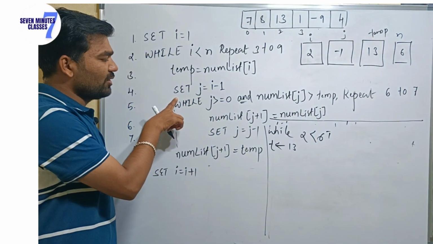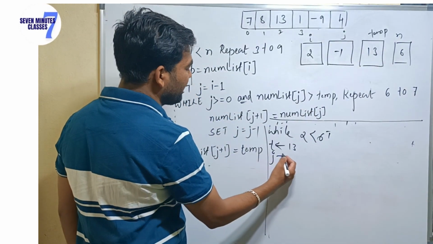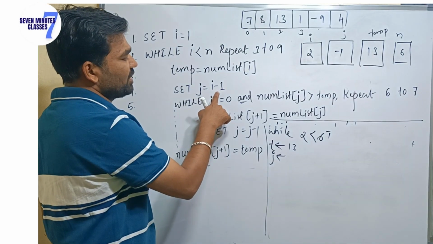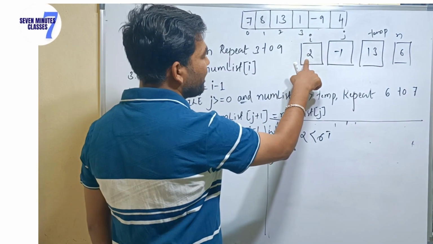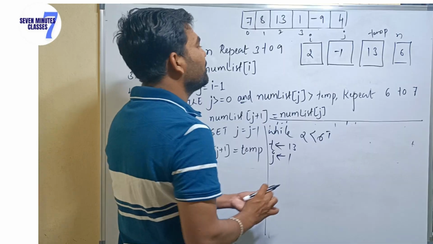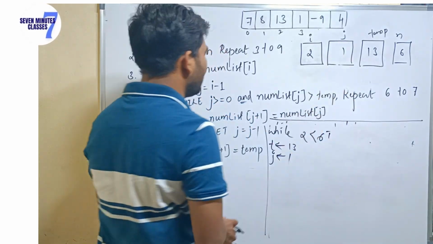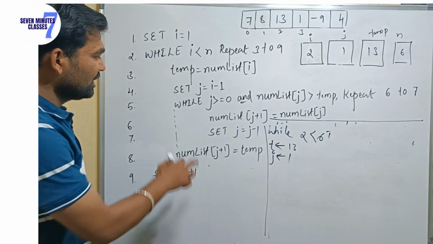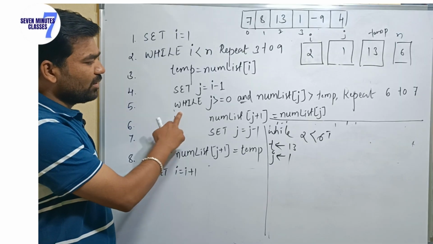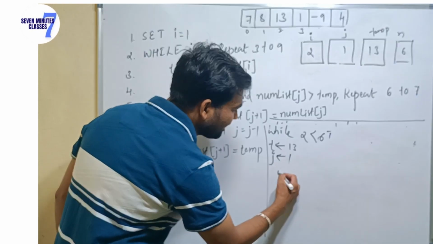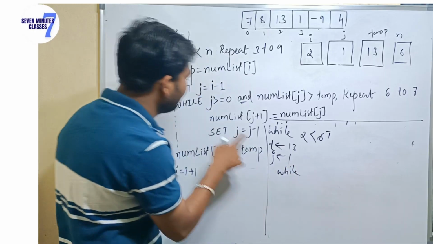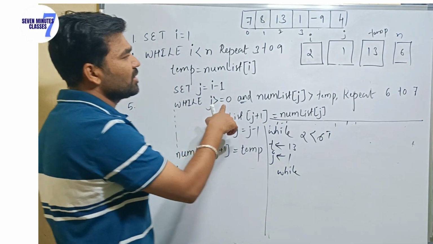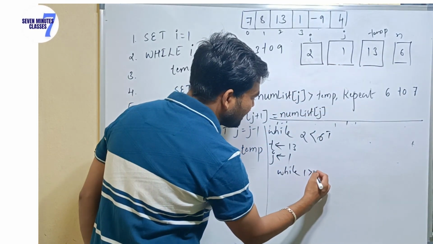Then we will change the value of j also. What will the value of j become now? i minus 1. What was i? i was 2. 2 minus 1 is 1. The value of j becomes 1. Okay. Now, again the while loop. Now I was dealing with this. Let me write another while loop: while j is greater than or equal to 0. What is the value of j? 1. 1 is greater than or equal to 0.